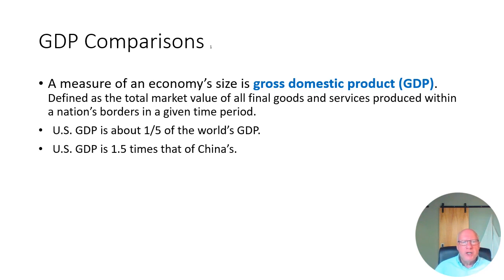Now, let's take a look at some GDP comparisons. Now, the measure of an economy's size is the gross domestic product, which we usually abbreviate as GDP. Now, let's define it. As we can see on our slide, the definition is the total market value of all final goods and services produced within a nation's borders in a given period of time. So, the most important issue here is it's going to be the market value. We're going to find out later on when we get to a chapter down the road, we're going to get into a lot of detail on how you come up with the market value.